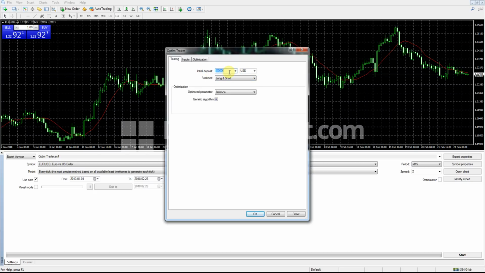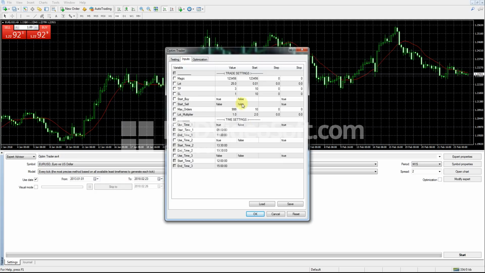The initial deposit is going to be 10,000, and we are going to use a lot size of 25, so that's 25 lots per trade, a stop loss of 1 pip with a take profit of 3 pips. We are going to trade during the morning hours between 9 to 11, and in the afternoon between 13:30 to 19:30.